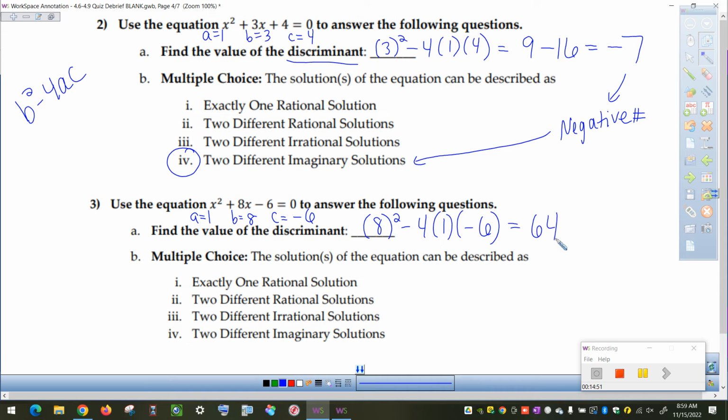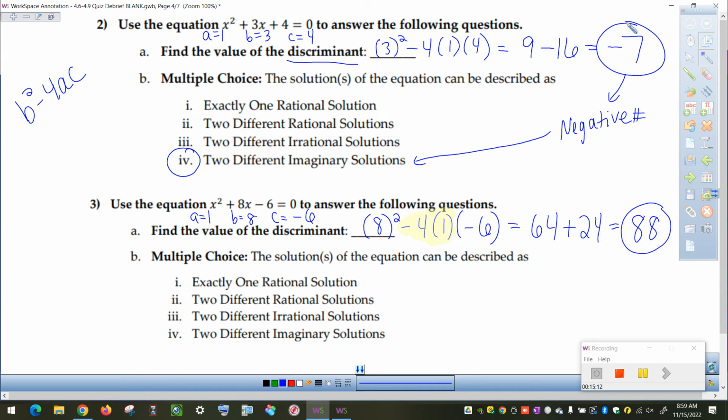8 squared is 64. And I'm going to think about this multiplication going from left to right. So negative 4 times 1 is negative 4. And then negative 4 times negative 6 turns into positive 24. So the final answer here for the discriminant ends up being 88.